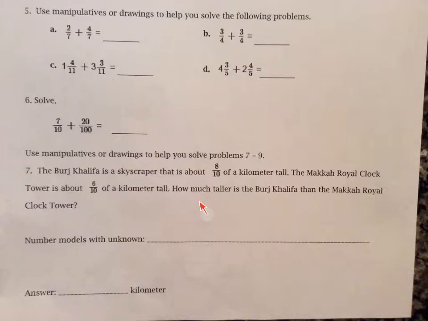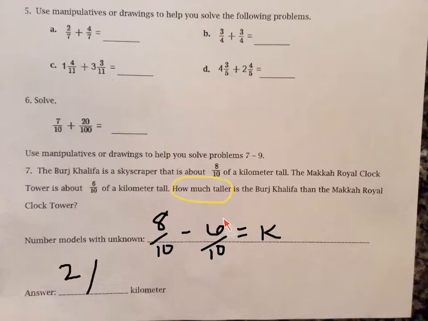When we see words like how much taller, this is telling us to use simple subtraction. We're going to give a number model with an unknown. 8 tenths minus 6 tenths equals maybe k for kilometers. Our denominators are the same, so we could do subtraction. 8 minus 6 is 2. Our denominator stays the same, so the Burj Khalifa is 2 tenths taller than the Makkah Royal Clock Tower.